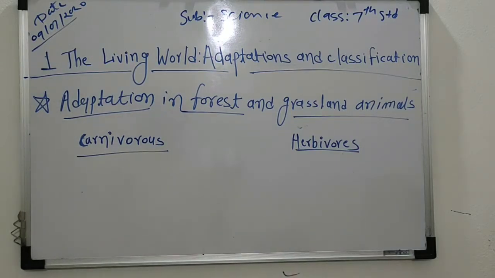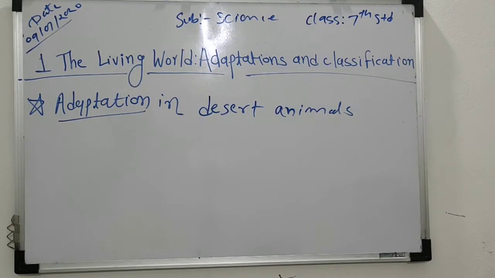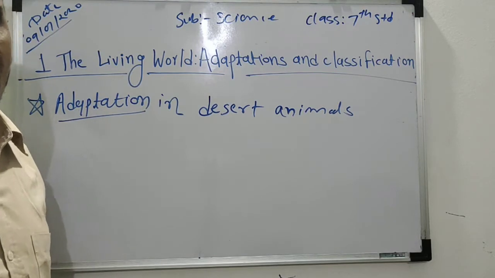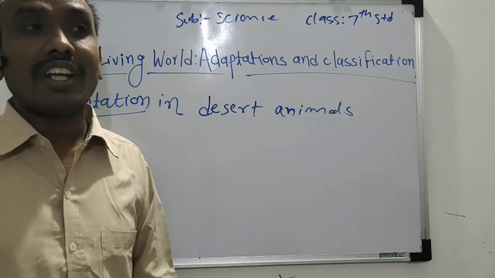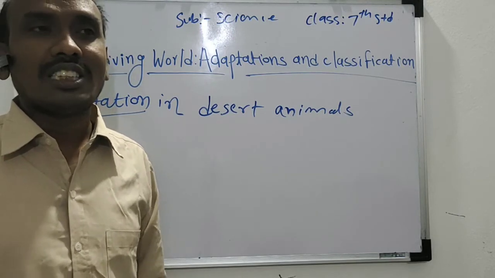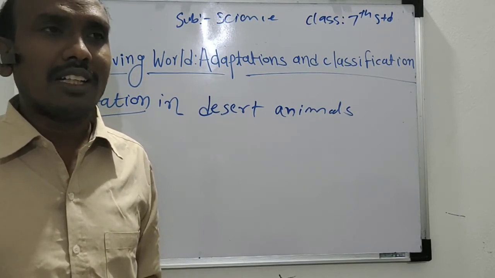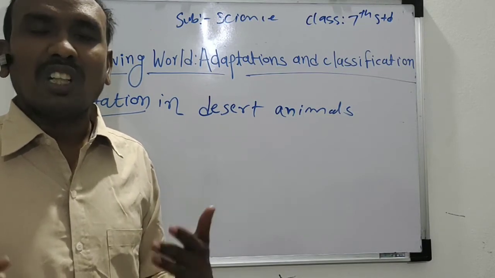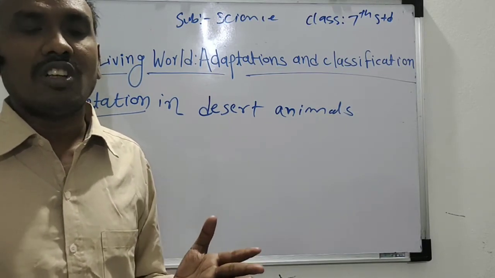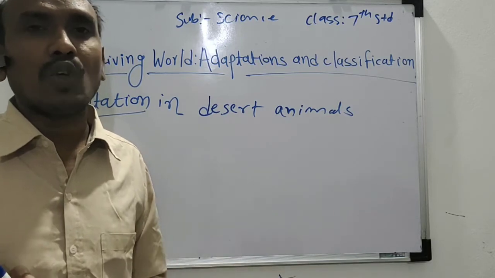Okay. So the third adaptation in the living world, in the classification of adaptation, is desert animals. What is the desert in India? Where is the desert generally located? In Rajasthan. Yes. You already studied desert plants. Which are the desert plants, and what are the special characteristics and special adaptations of desert plants compared to other plants?